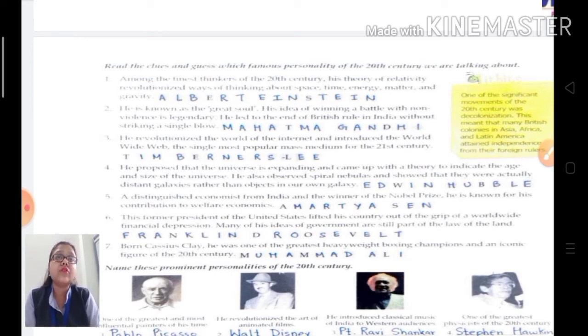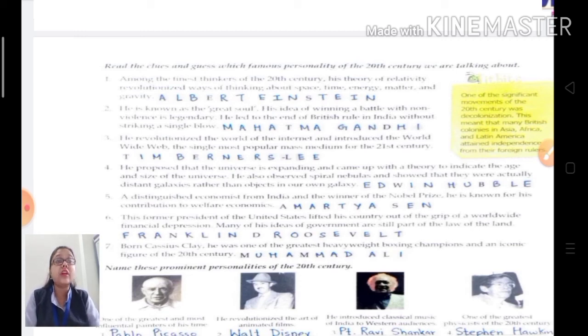Now next, number 3, he revolutionized the world of the internet and introduced the World Wide Web. किसने इंटरनेट लाया था एंड वर्ल्ड वाइड वेब इंट्रोड्यूस किया था? www. ओके, एंड द मोस्ट सिंगुलर मास मीडियम फॉर द 21st सेंचुरी में सब एक ही एक पोर्टल इज दैट द www. ओके, सो ये किसने इंट्रोड्यूस करवाया था? द नेम इज टिम बर्नर्स-ली. ओके, टिम बर्नर्स-ली.